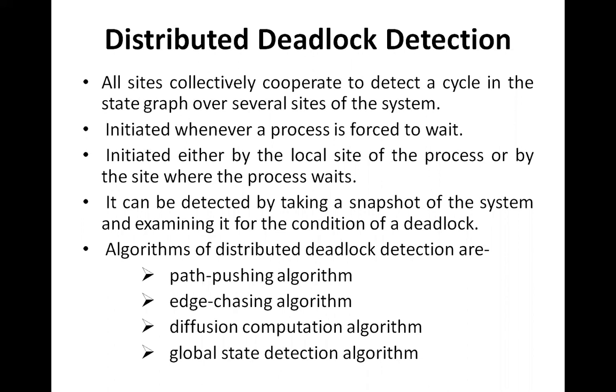Besides that, in the distributed strategy or distributed approach, each site of the system has equal responsibility as far as deadlock detection is concerned, and all sites cooperate in detecting the cycle in their state graph. Of course, there will be many sites, so every site has the responsibility of detecting the deadlock. It can be initiated whenever a process is forced to wait. If a process has requested a particular resource and it is not available and the process is in the wait state for a long time, it can initiate.